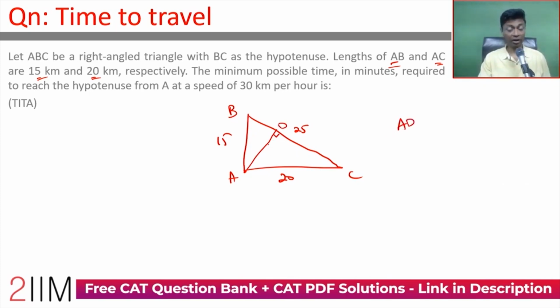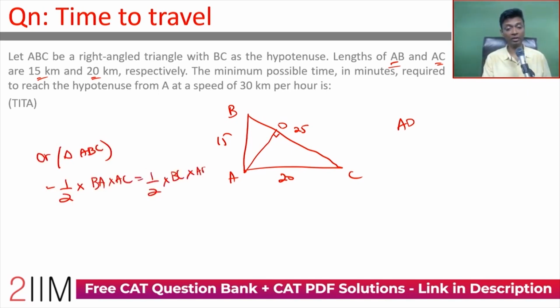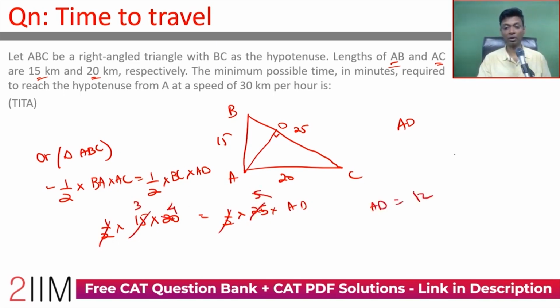We can use the idea of similar triangles, but better still, the area of this triangle ABC can be written as half into BA into AC or half into BC into AD. It's probably the best method to find the altitude to the hypotenuse. Or 15 into 20 into half equals half into 25 into AD. Half disappears. This is 5. This is 3, 4. AD is 12 units.